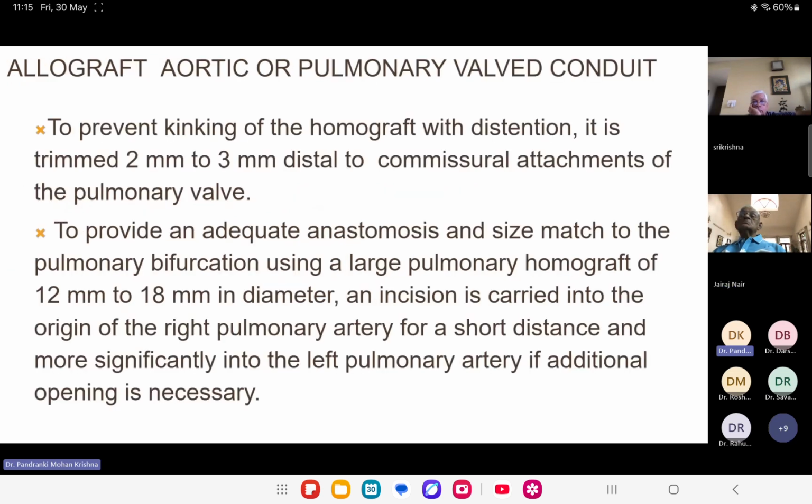So coming to the conduit, if you are using an allograft, to prevent kinking and homograft distension, it is trimmed 2 to 3 mm distal to the commissural attachments of the pulmonary valve to provide an adequate anastomosis and size match to the pulmonary bifurcation, using a large pulmonary homograft of 12 to 18 mm in diameter. An incision is carried into the origin of the RPA for a short distance and more significantly into the LPA if additional opening is necessary.